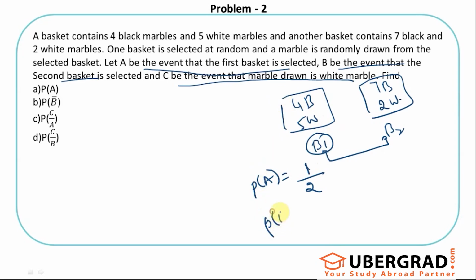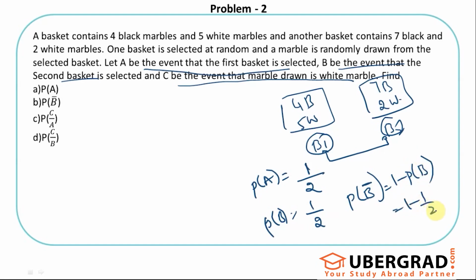What is probability of B? Again same. B is selecting the second basket. That is also 1 by 2. B1 and B2. So I have to select B2. So it's basically 1 by 2 out of 2 options. So the question is asking me to answer what is probability of B bar. That's 1 minus P of B. That's 1 minus half. That's basically half.